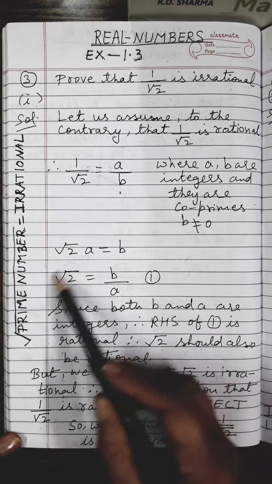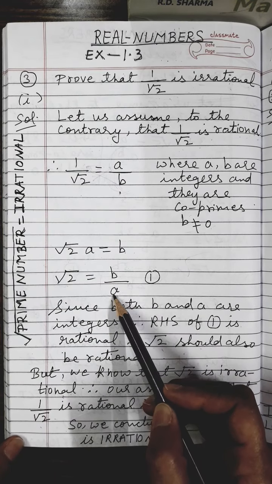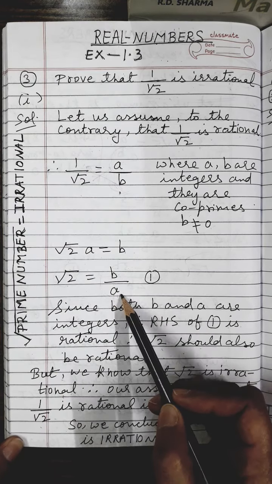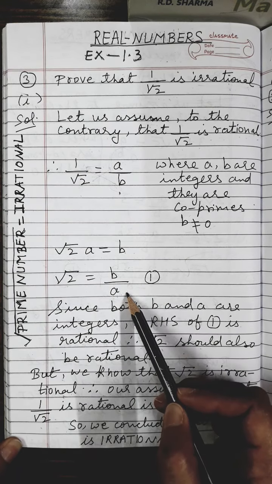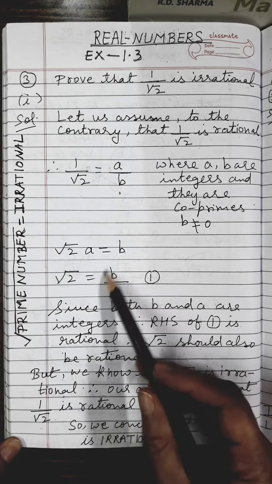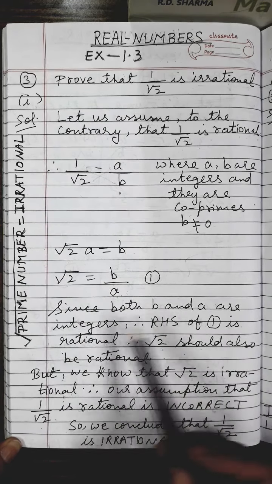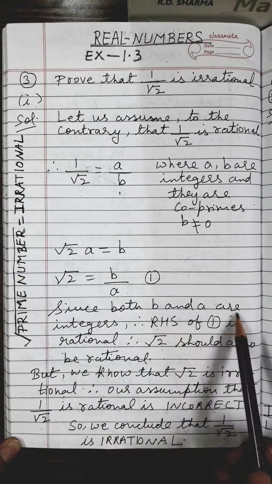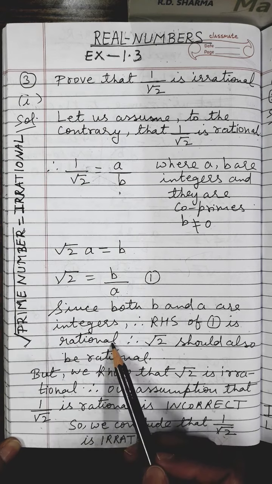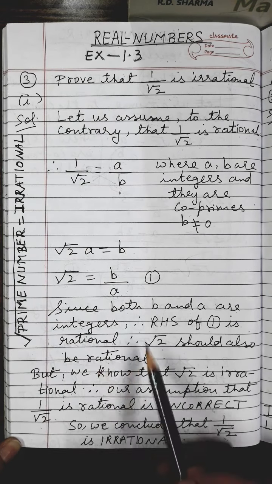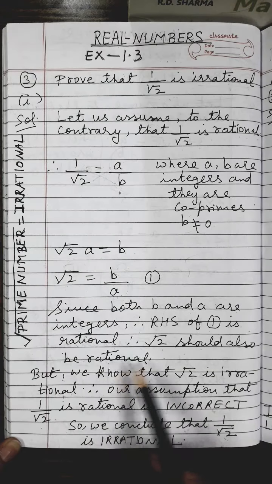Now what do you see in the right side of this expression? That b is an integer, a is an integer. Means numerator integer, denominator integer. Means integer upon integer. Since integer upon integer by the very definition gives you a rational number. So it means that right hand side is a rational number. So I write, since both b and a are integers, therefore right hand side of equation 1 is a rational number. Therefore root 2 should also be a rational number. If right side is a rational number, the left side will also be a rational number.